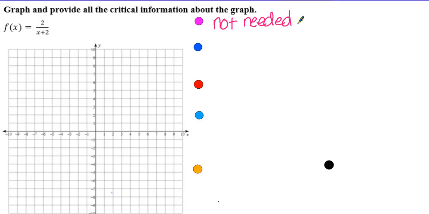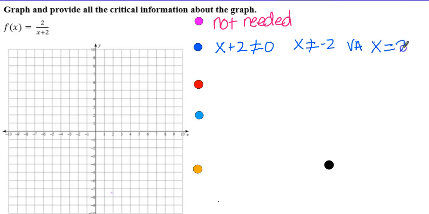So it's not needed. Step 2 is to find your domain restrictions. So we look to what when we're talking about a fraction? For wanting to deny or restrict something, we look at the denominator. And we say x plus 2 is not allowed to equal 0 because that's a restriction. Right? So you would solve that. X plus 2, what x would make that equal 0? X cannot equal -2. Therefore, my vertical asymptote is my restriction.